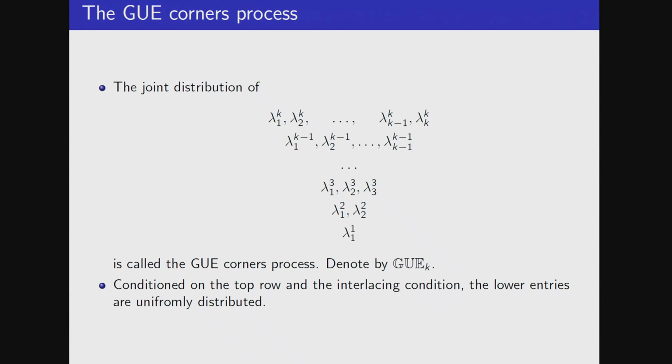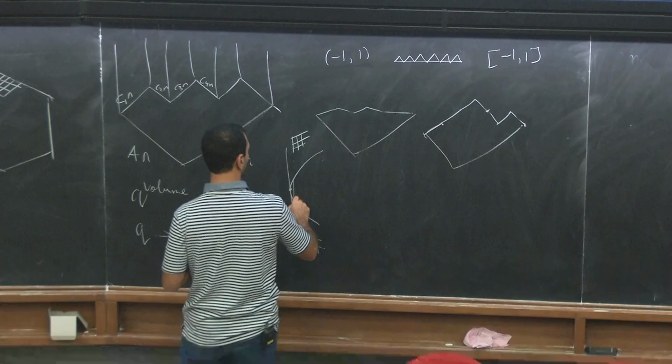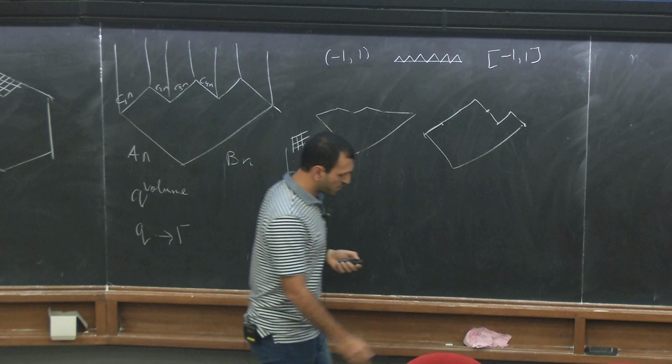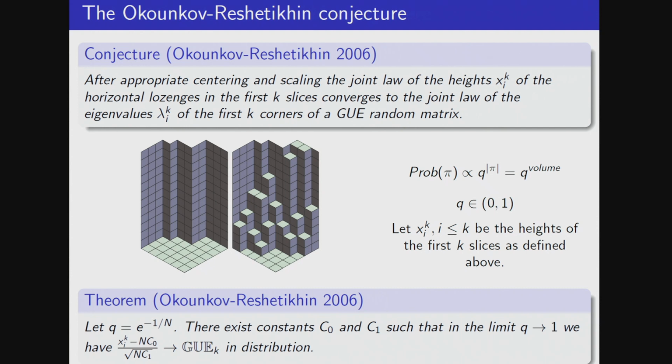And what is the Okounkov-Reshetikhin conjecture? It's saying that if you take the positions of the horizontal lozenges of the first k slices, center them around this height, and scale them appropriately, then as n goes to infinity, they are going to converge to this GUE corners process. In the paper where they conjectured this, they actually proved that it holds in this case: if you have skew plane partitions with these boundary conditions, then if you look at the turning point that arises here and center and scale appropriately, it converges to the GUE corners process.